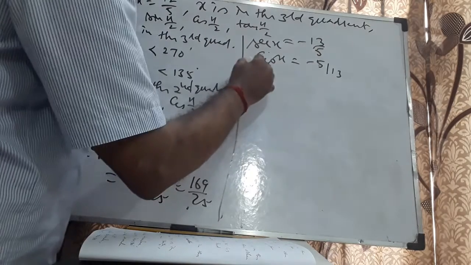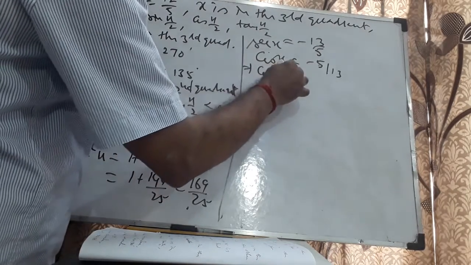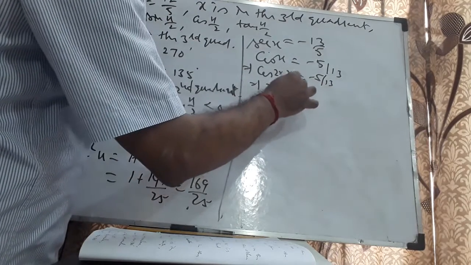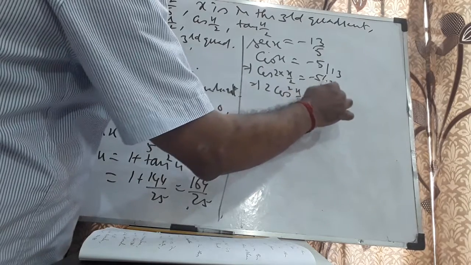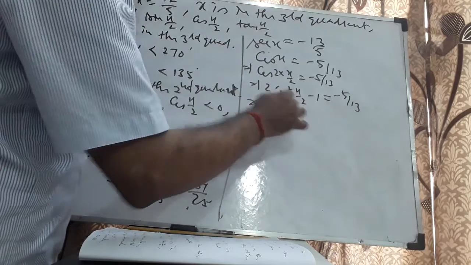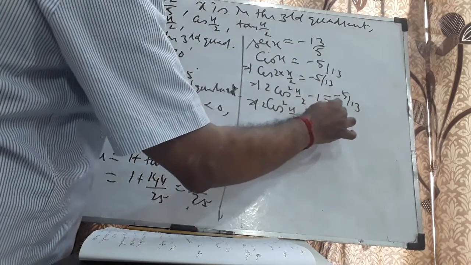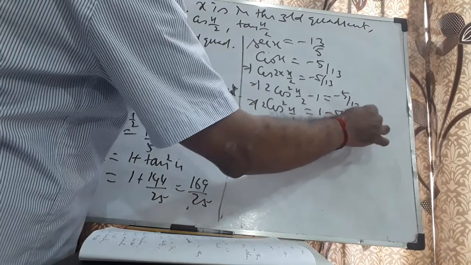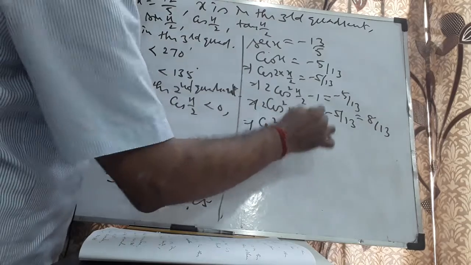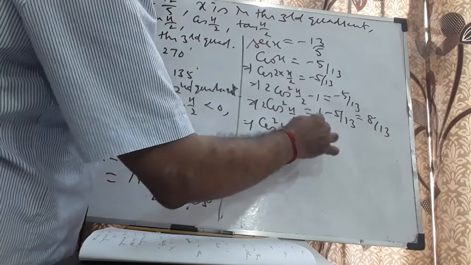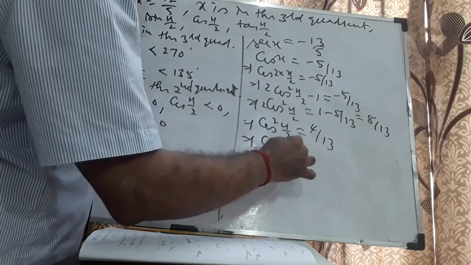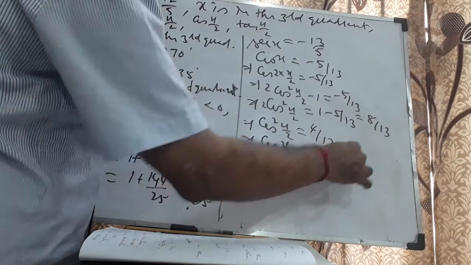Minus 5 by 13. Which can be written as cos 2 into x by 2 is equal to minus 5 by 13. 2 cos square x by 2 minus 1 is minus 5 by 13, which implies 2 cos square x by 2 is 1 minus 5 by 13, which is 8 by 13, which implies cos square x by 2 is 4 by 13. I end up with cos x by 2 to be minus 2 by root 13.